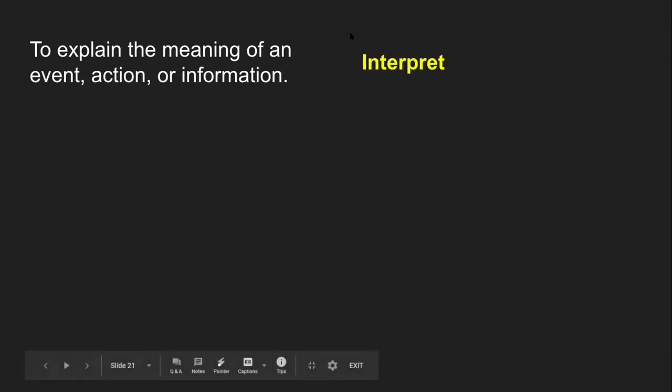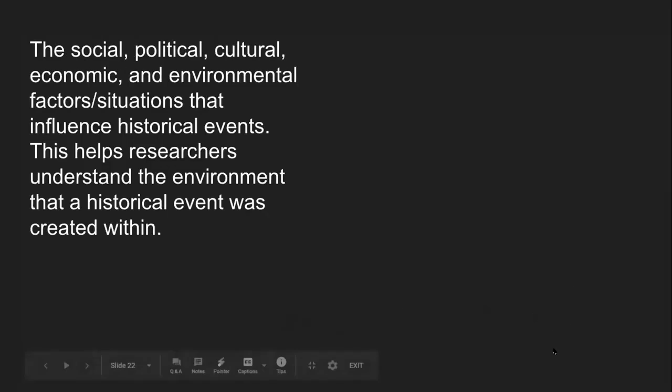Okay, and the answer is interpret. So we only have a few more words to go, but you guys are doing great. So let's move on to our next definition. So the next definition states, the social, political, cultural, economic, and environmental factors and situations that influence historical events. This helps researchers understand the environment that a historical event was created within.